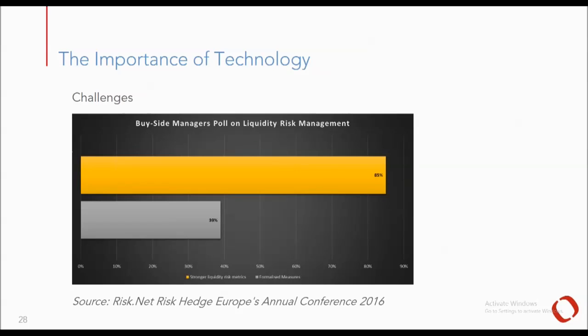So, as you know, managing liquidity is an ongoing challenge for many firms. I came across a risk.net buy-side risk manager poll in which respondents had little faith in their own measures. Only a small percent of the delegates, mostly from the risk management desk, said that they had formalized measures of liquidity, and a staggering 85% said they needed better liquidity risk metrics. So it's quite clear from this that this is an issue amongst many buy-side firms.